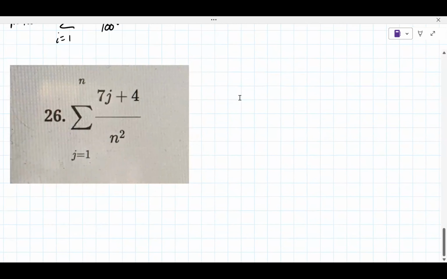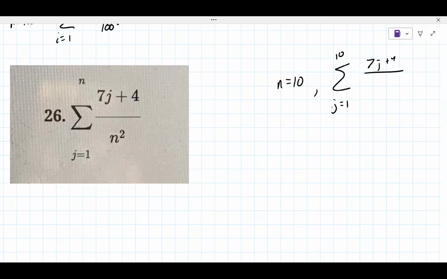So we've got another one here where again, if you let n equals 10, what that means is sigma j equals 1. So you can use different letters besides i. You can use i, j, sometimes k, n. 7j plus 4. So this is the variable here. And then this time it's over 10 squared again.